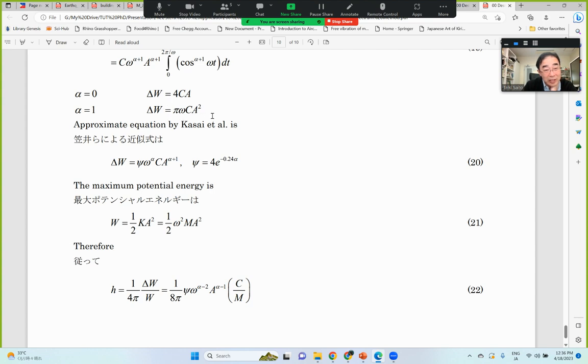But we need some design. I mean, the value of C and the value of alpha. Alpha and C. Yeah.